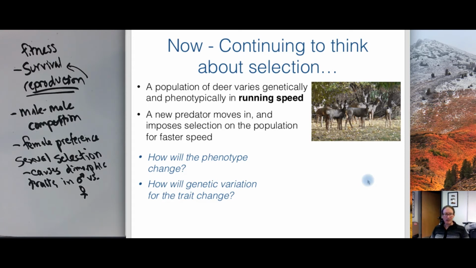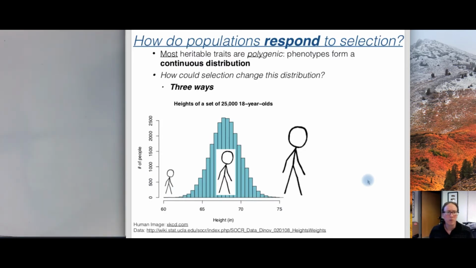So take a moment and just jot down notes to yourself about what you think is going to happen to the phenotype of running speed in this population, and also see if you can speculate a little bit about what's going to happen for genetic variation for that trait. So when we're addressing those types of questions, what we're really asking is the question of how populations respond to selection.